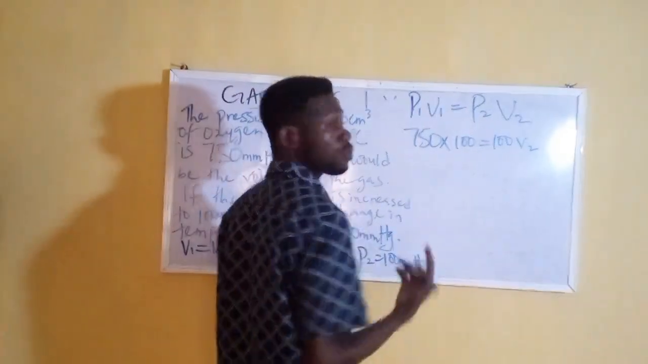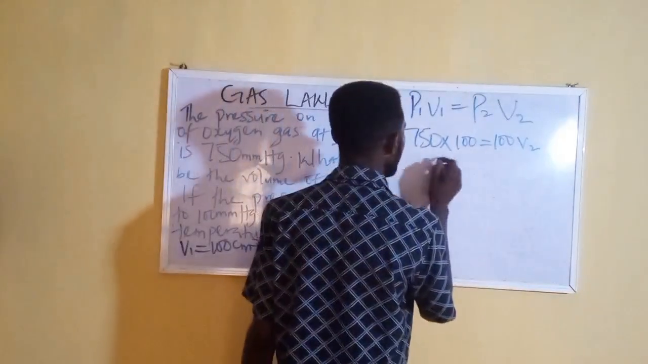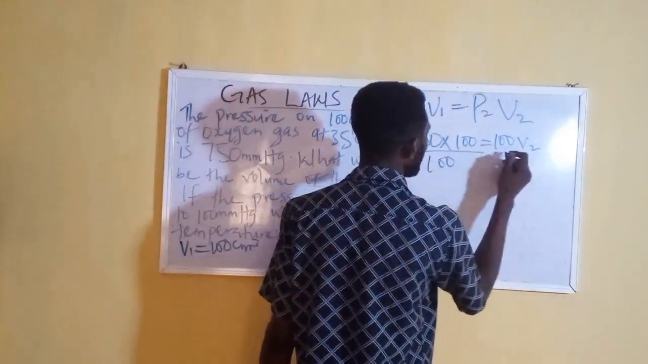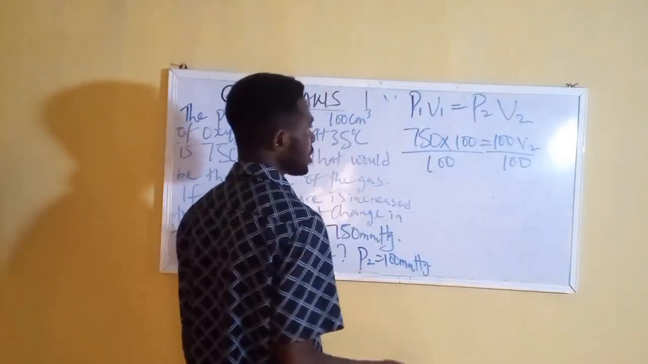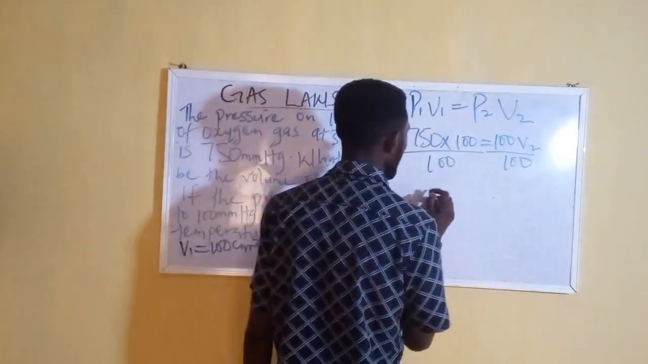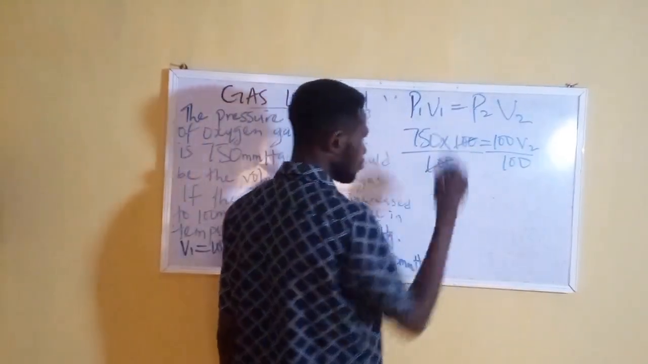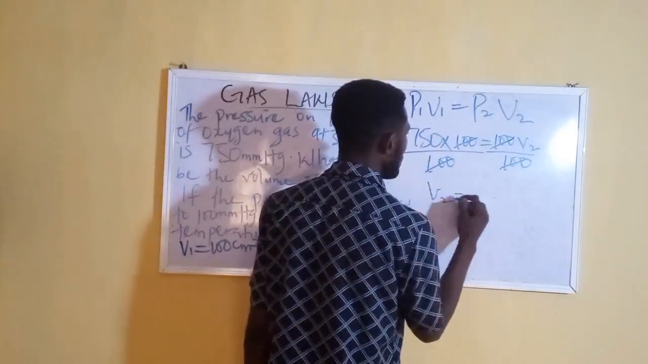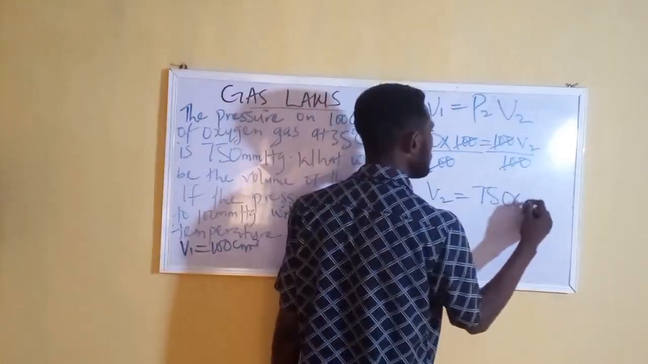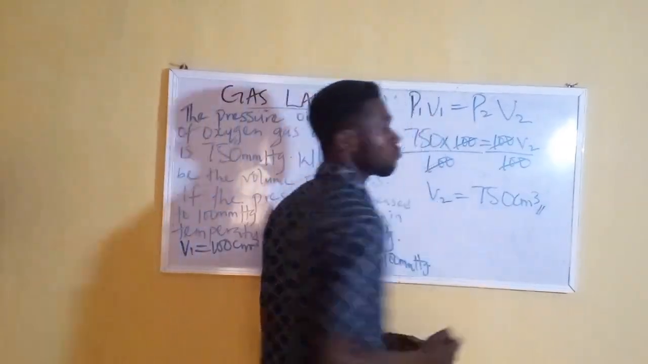Now, what's the next thing we do? We make our V2 the subject of formula. So we divide both sides by 100. And when you divide both sides by 100, what do you have? You have this cancelling out this, and this cancelling out this. So your V2 is 750 centimeter cube.